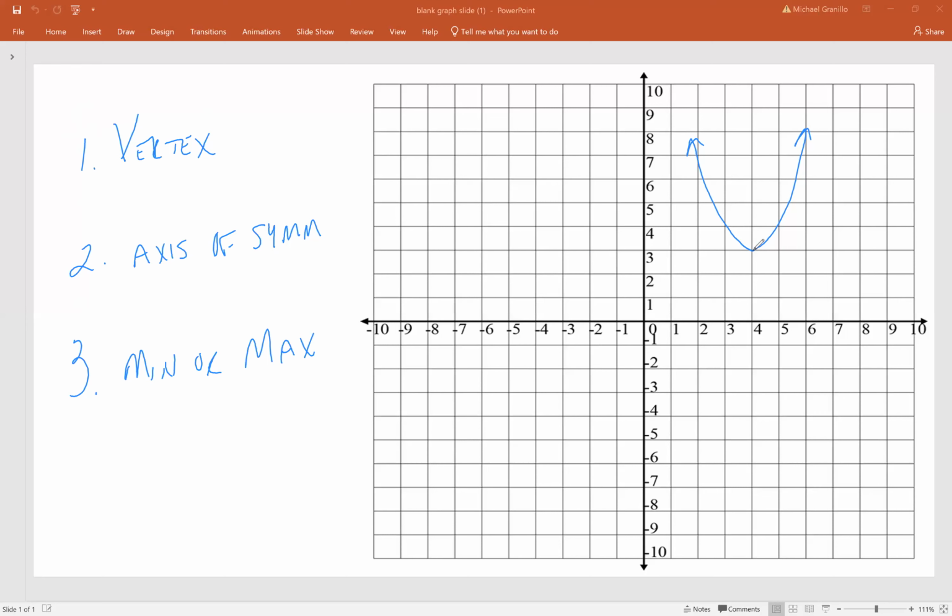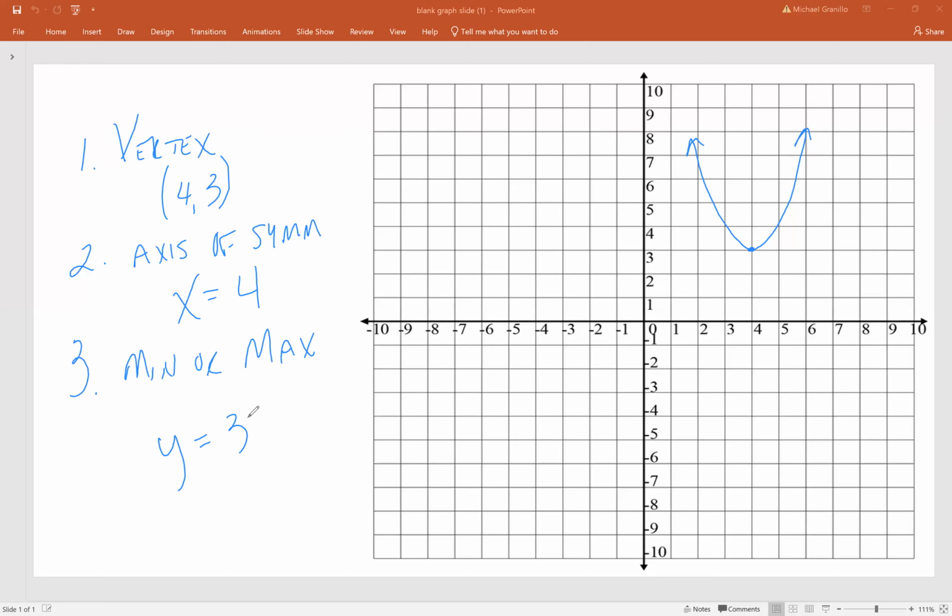Okay, your vertex should be right here. That is the point (4, 3). And then my axis of symmetry gets really easy because I just say it's the same as the x value of the vertex, x equals 4. And then my min or max should be straightforward because it's coming from the y value of my vertex, right? The min or max is 3.